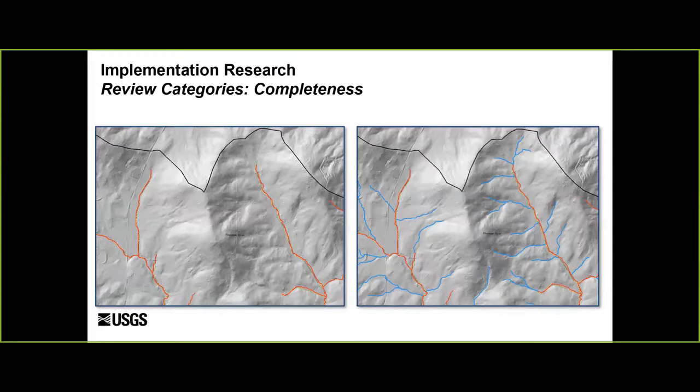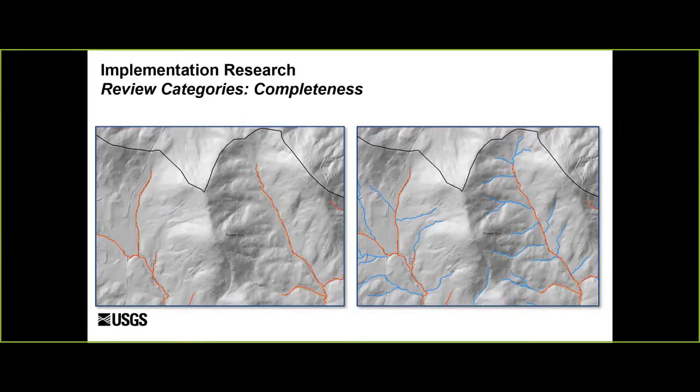So for the completeness category, we have several things to consider. Have all the previously collected NHD features been captured? And if so, are they correctly positioned, and do they follow the current specifications? Have all the additional features not present in the NHD, which meet the specifications, been added? And have features been removed which shouldn't be there? And have we increased the density of features appropriately for the resolution of the source data?